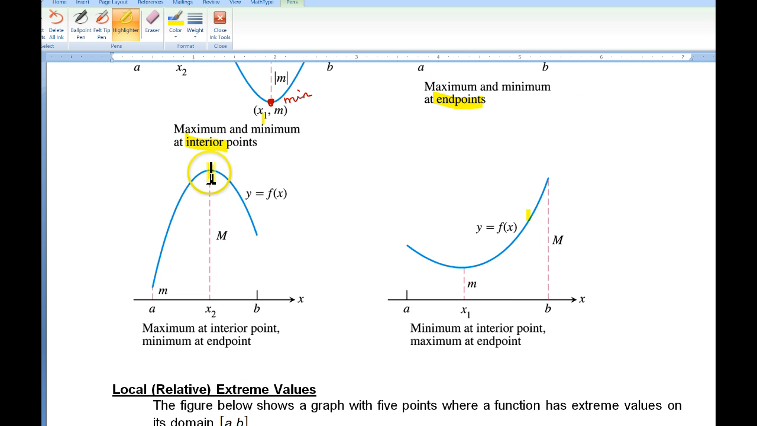And then maybe we have a maximum here and a minimum at one of the endpoints. So you could have both, a combination. Here we have a maximum and here we have a minimum. Okay, so what this is showing is that sometimes the maximums and minimums are at different places, and sometimes they're in the interior, not on the boundary points.